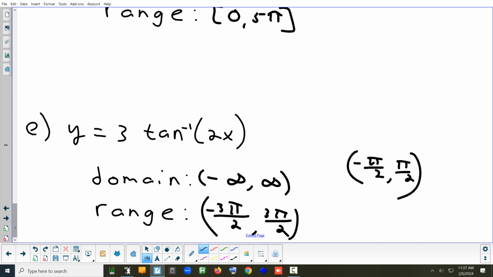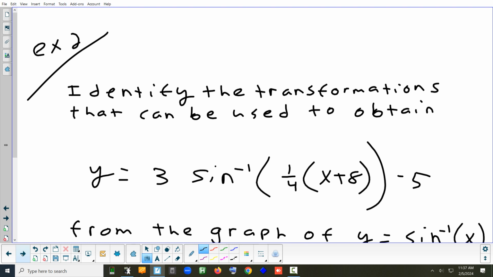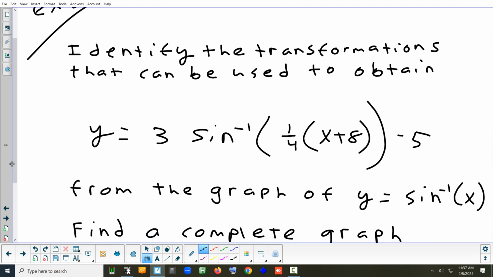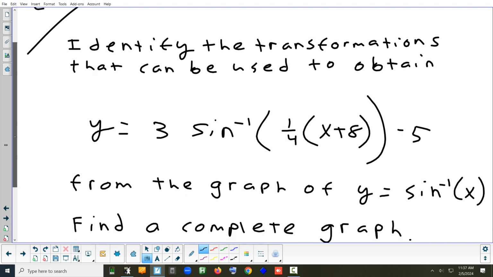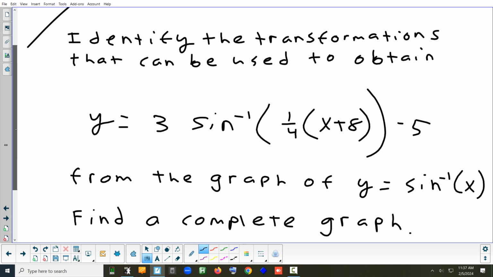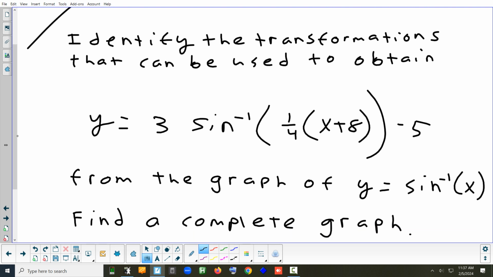Okay, any questions on that? Let's try another one, kind of similar. Am I asking for the domain and range? Nope. I just want you to tell me the transformations.